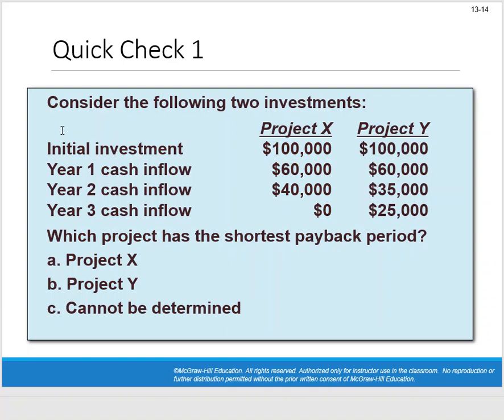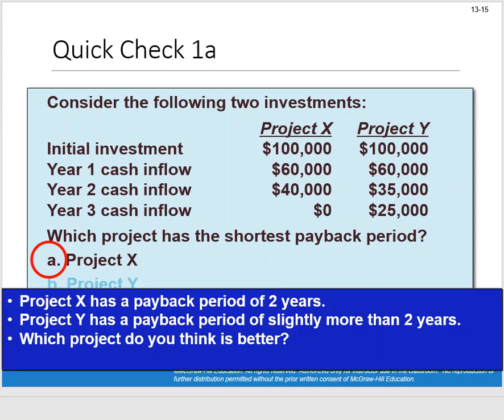How about this one? Consider the following two investments. We've got Project X and Project Y. They both take an initial investment of $100,000, and then they have their cash inflows in each of the next few years. Year one cash flow, $60,000 for both. Year two, $40,000 for Project X and $35,000 for Project Y. And then year three cash inflow, nothing on Project X and $25,000 for Project Y. So which one has the shortest payback period?